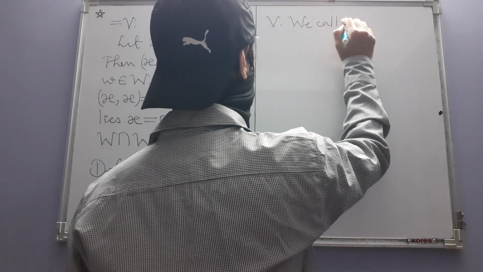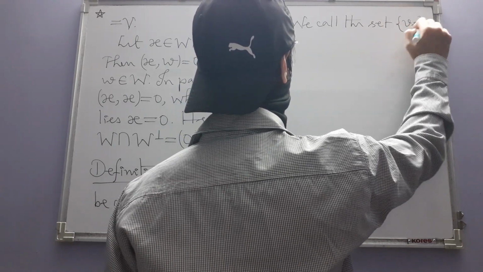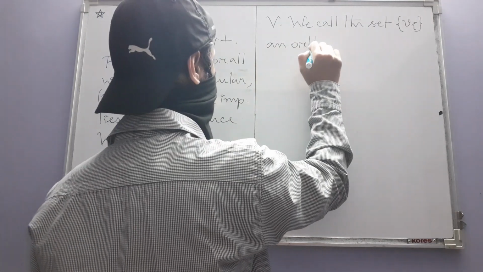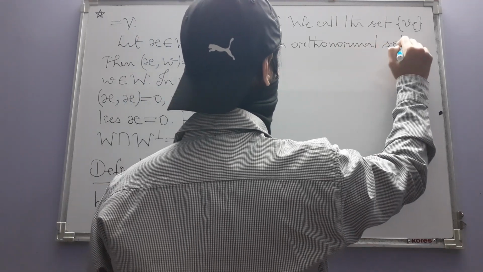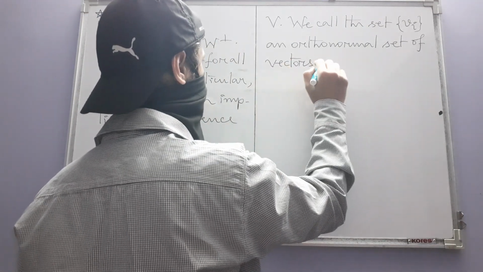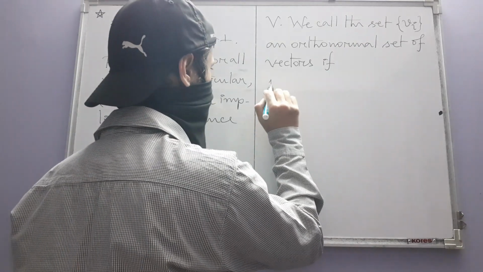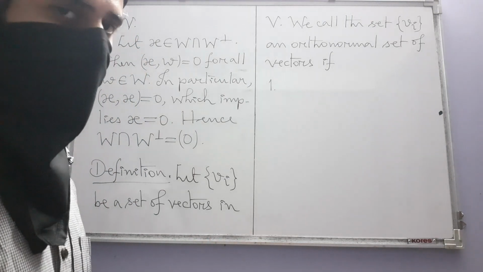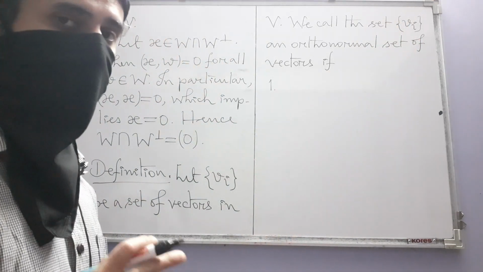We call the set Vi an orthonormal set of vectors if the following two conditions are satisfied. One of those two conditions is orthogonality, the other one is normality, and that normality condition demands that all the vectors in this set be of length 1.